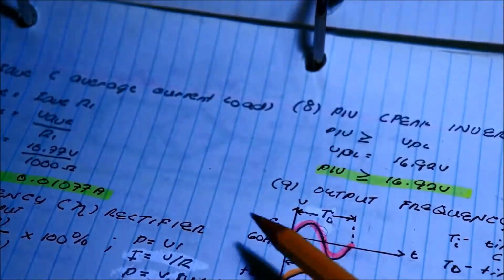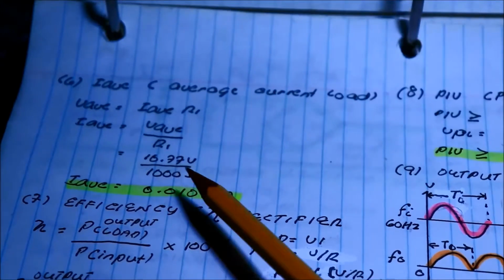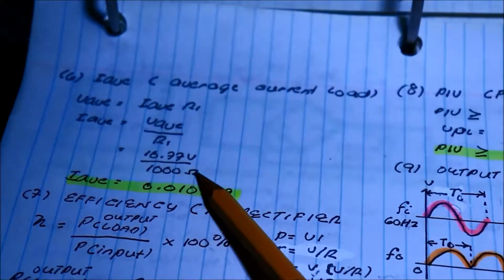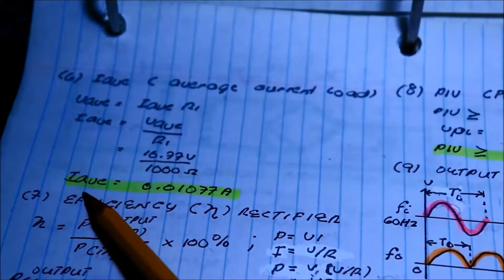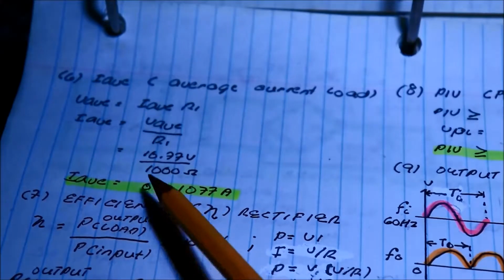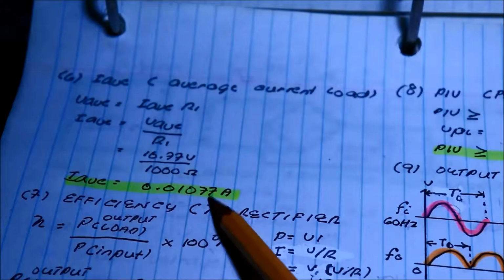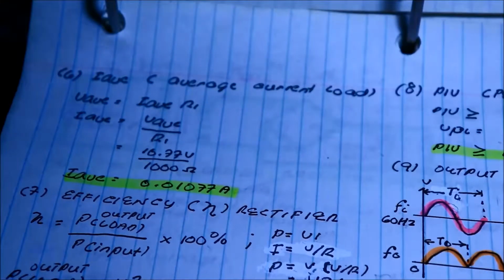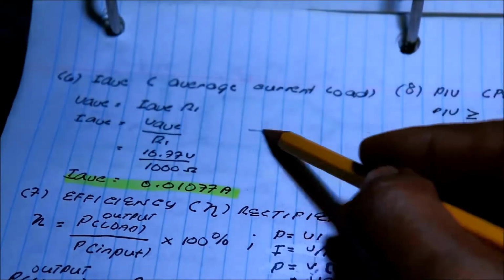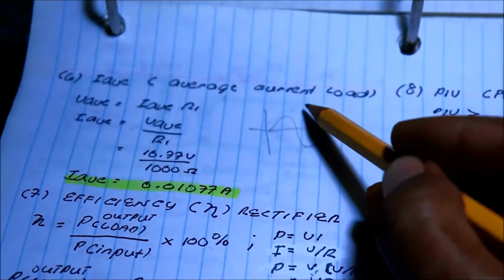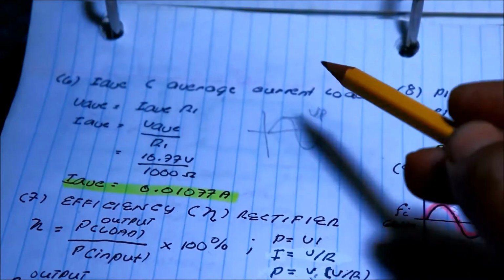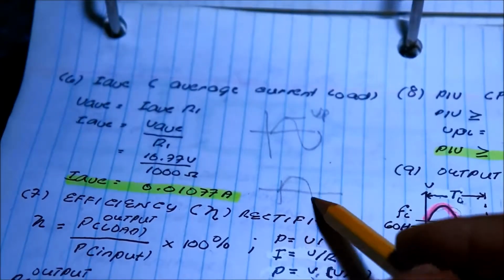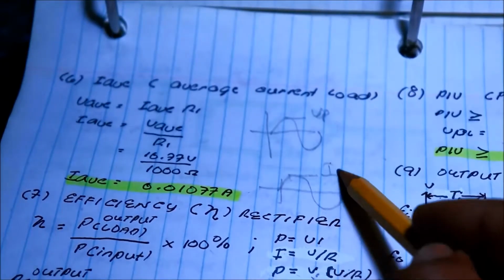10.77. And then the resistor, 1000 ohms or 1 kilo ohms. We got a current average of 0.01077 ampere. So if this is the voltage peak, there is also in the graph current peak.